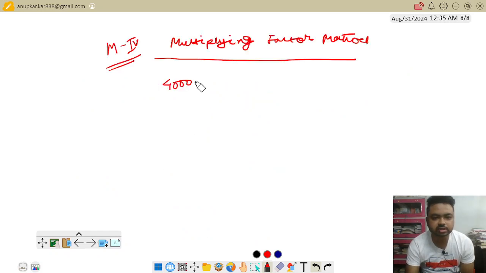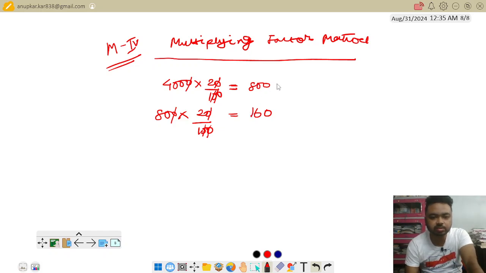So rate is 20% means 20 by 100. We will simply multiply 4000 into 20 by 100. Let's not count the time here. For time 2 years, we will multiply 2 times. 4000 into 20 by 100, it will be how much? It will be 800, right? Then again 800 into 20 by 100, whatever we get after multiplying, we again multiply with only the rate, right? So we will be getting 160.